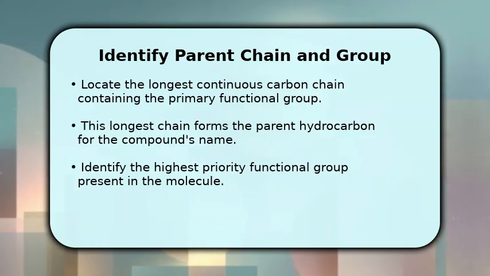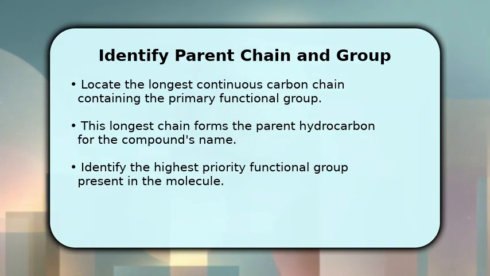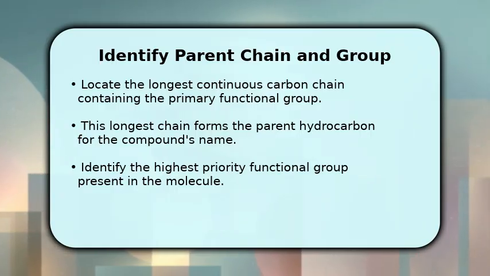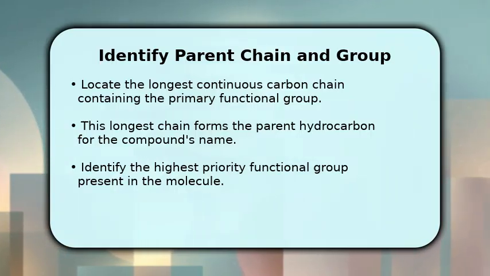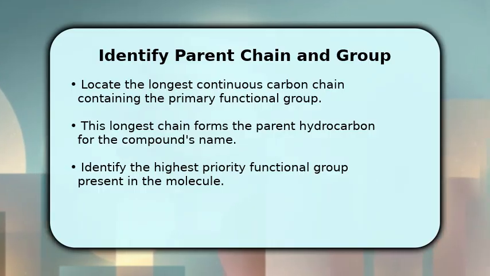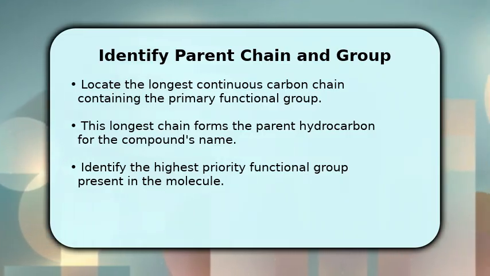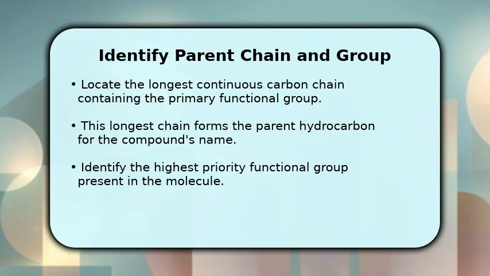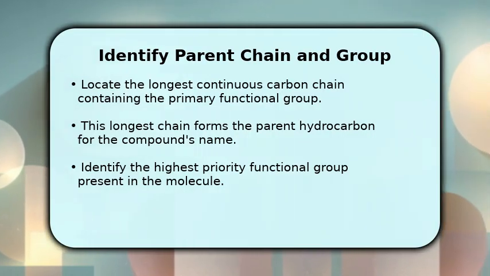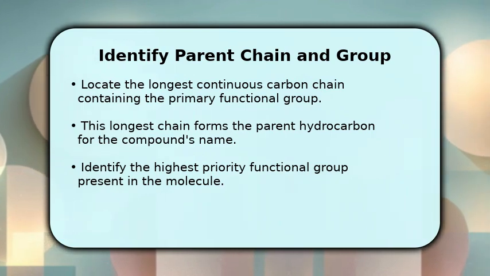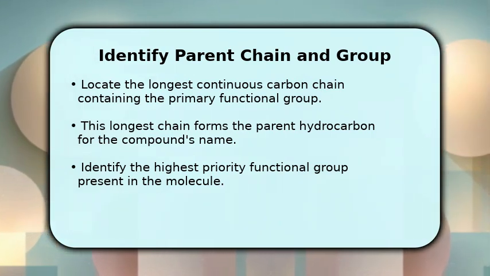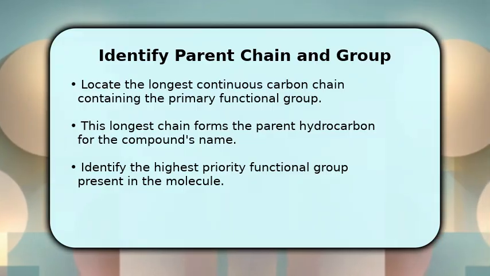The first crucial step is to identify the longest continuous carbon chain that includes the primary functional group. This chain will serve as the backbone, or parent hydrocarbon, of your compound's name. For example, a chain of 5 carbons would be a pentane derivative. Simultaneously, pinpoint the highest priority functional group, such as an alcohol or a ketone, as this will dictate the suffix of the compound's name. This foundational step is essential for accurate nomenclature.